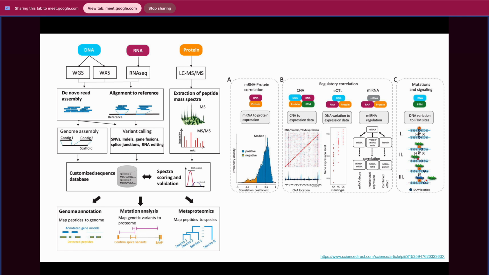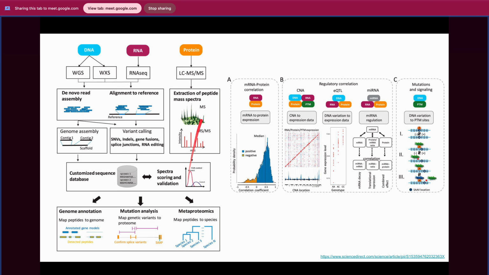One will be the reference genome assembly, which is taken as a reference, the entire genome assembly, and after that from these reads you will compare where the variations are present, which could be SNVs or all these variations. Ultimately, customized protein sequence databases can be designed from this sequence information. And then spectra scoring and validation.